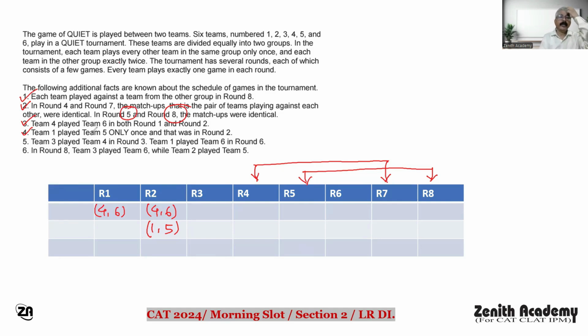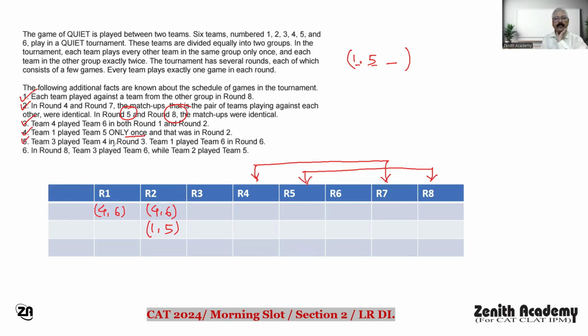Now a point is to be noted here. Team 1 played team 5 only once. It means 1 and 5 are in the same group. Correct? This is the conclusion from this line, that team 1 played team 5 only once. That wasn't wrong.